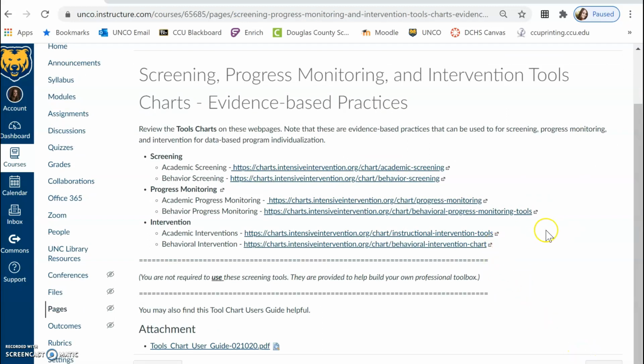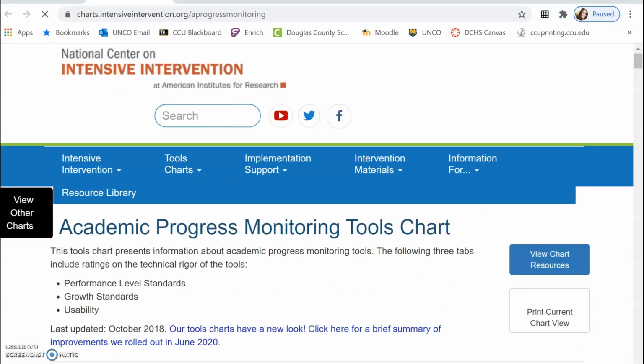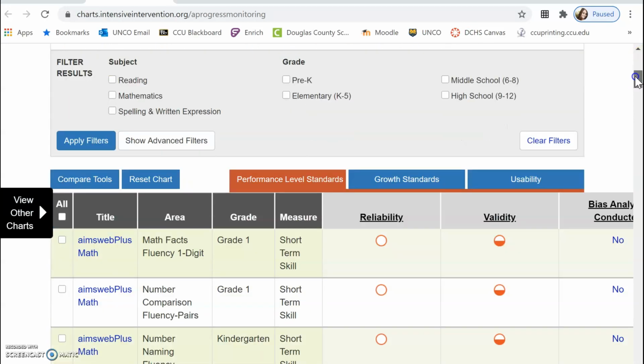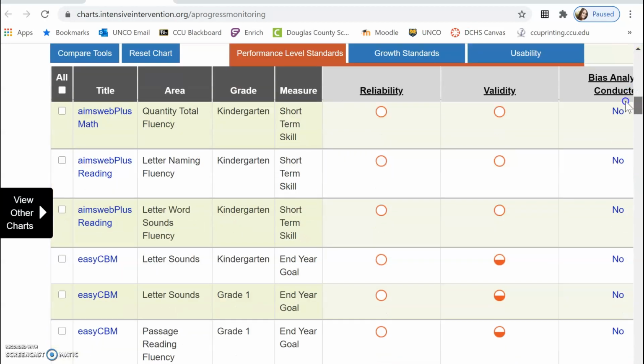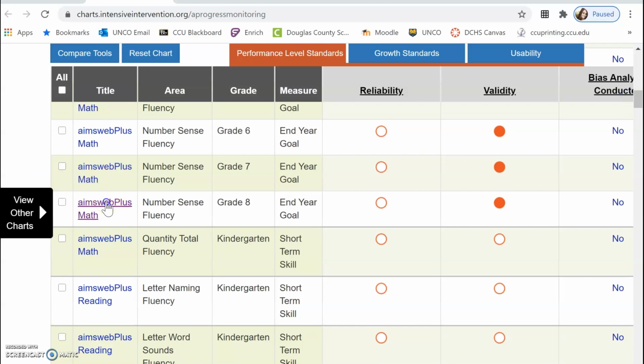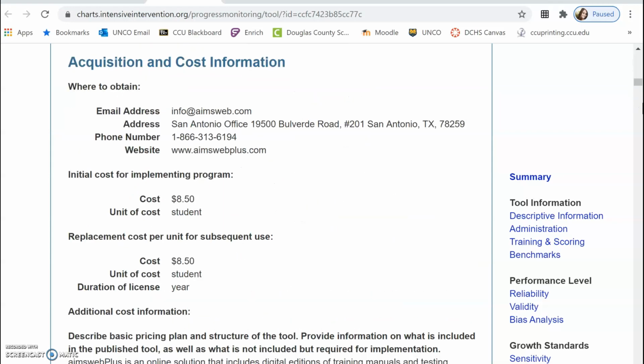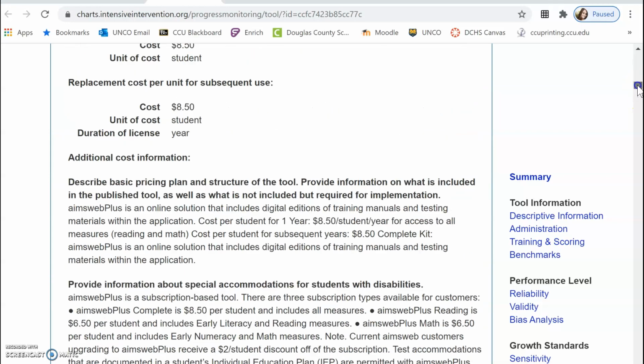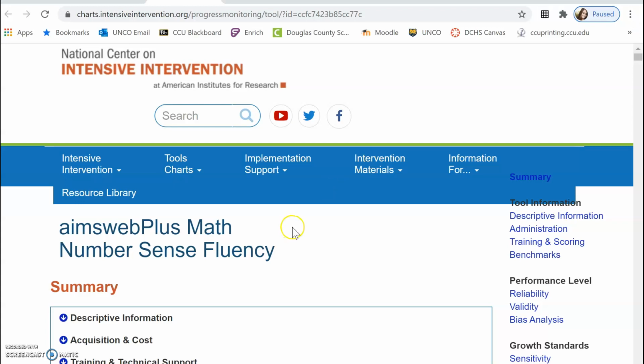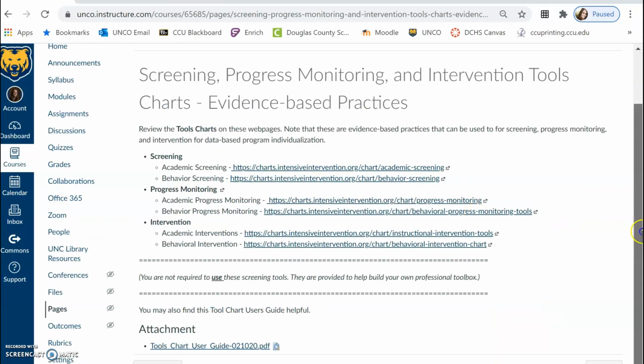More information, some charts and tools for progress monitoring. So this is an example of an academic chart, and these are just resources for you to review. Many different choices. So you can go by grade level. Let's say, for instance, we're working on number sense. When I look at math fluency, we can review what these might look like. Some of them do have cost, but it's just a good resource to be aware of. Go ahead and check those out. They are not required for your use. It's just a professional resource.